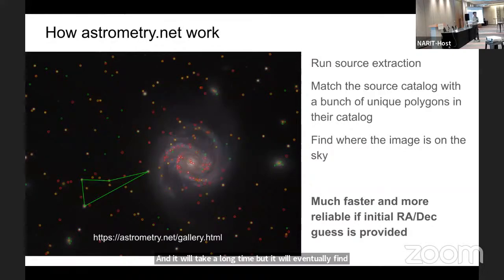Now, to make this a much faster process, you can give it an initial guess of the coordinates, like roughly where you were on the sky. And if you also give it how big the image is, it knows to look only at polygons of the appropriate sizes. If you give it all this help, then the process can take not even a second. But if you give it completely blind, just throw it a picture, then that can take several minutes.